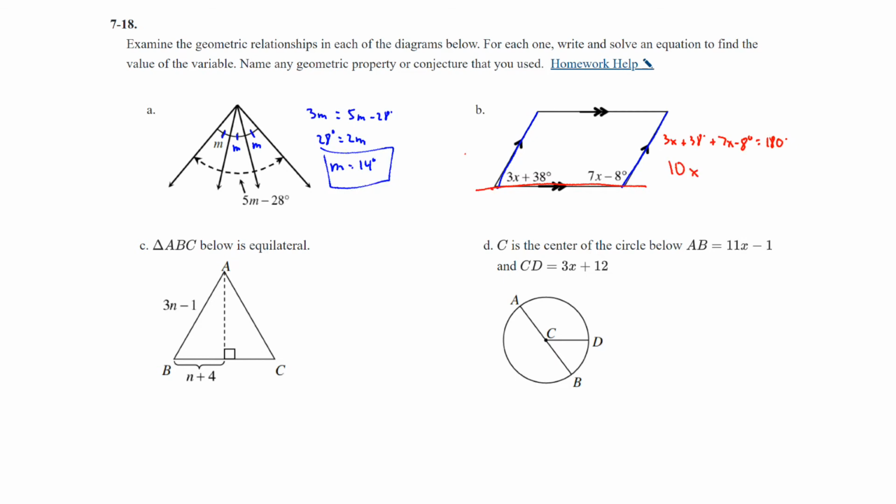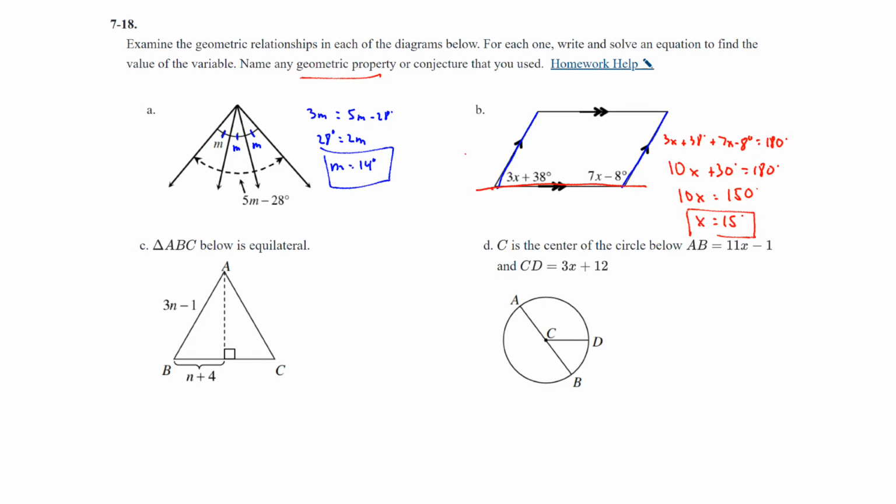Combine your like terms. That's 10x plus 30 degrees is equal to 180 degrees. Subtract 30 degrees. So 10x is equal to 150 degrees. Divide by 10. And x is equal to 15 degrees. The geometric property that we used for that one was same side interior angles: two parallel lines cut by a transversal, then same side interior angles are supplementary.